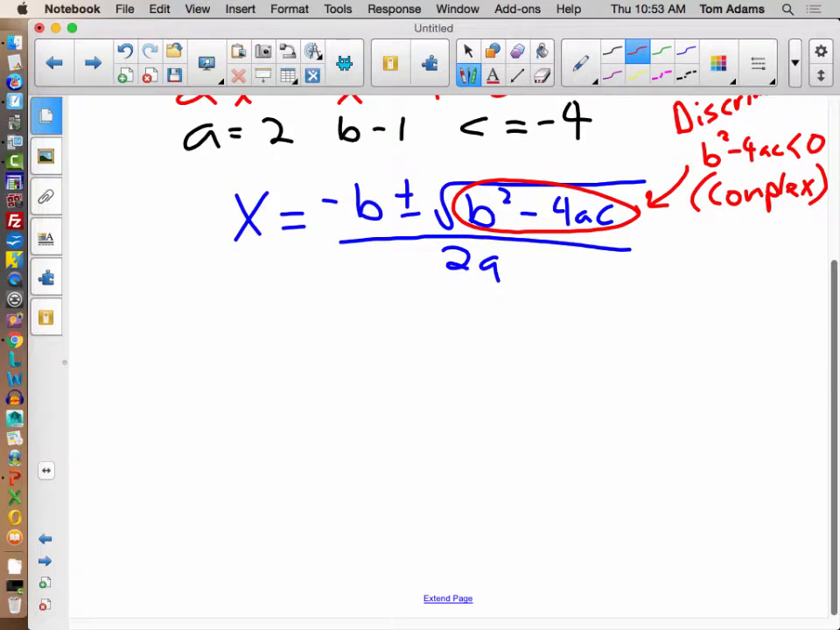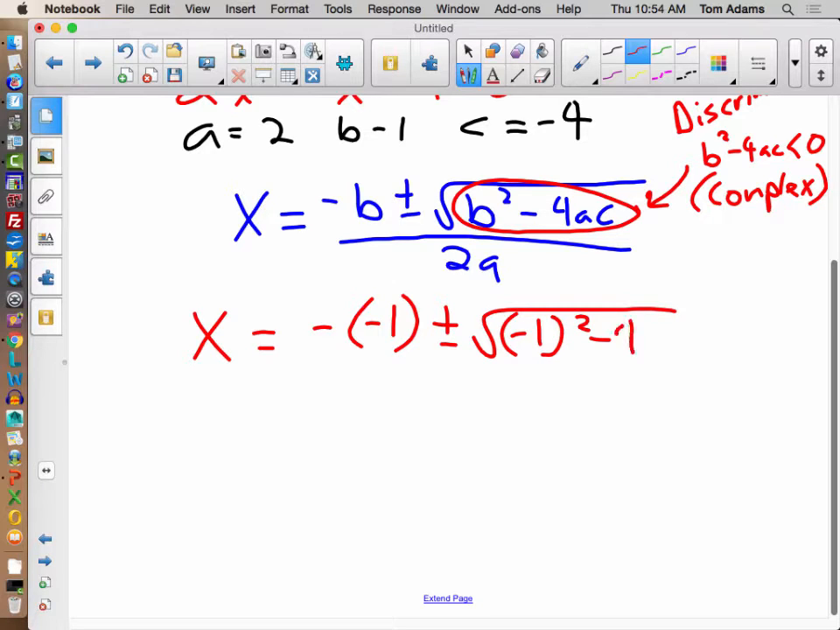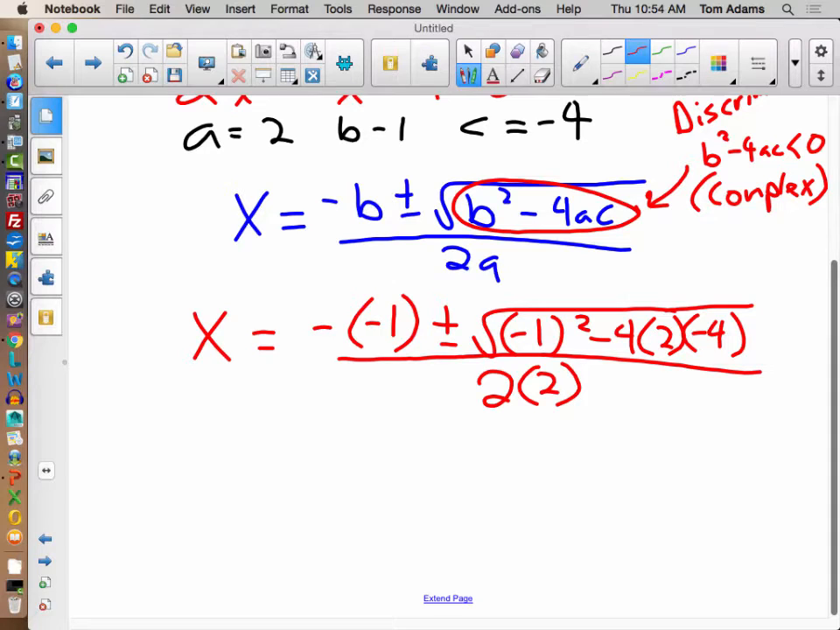All right. So now let's just plug in our values. x is equal to negative negative 1 plus or minus the square root of negative 1 squared minus 4 times a, which is 2, times c, which is negative 4, all over 2 times a, which is actually 2 times 2. So what I've done is I've plugged in 2 for a, negative 1 for b, and c is equal to negative 4. So wherever there was a c in the formula, I plugged in negative 4.